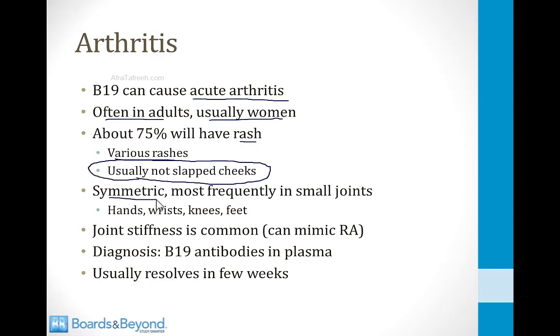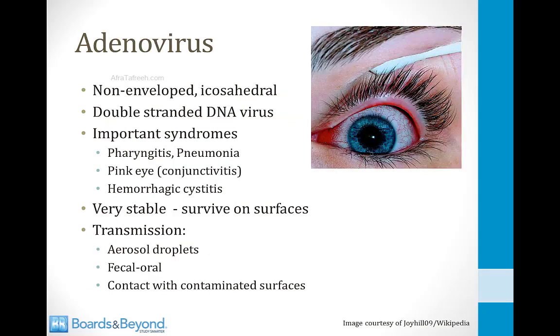It's often a symmetric arthritis, usually in the small joints, especially the hands, but sometimes in the wrists or the knees or feet. The joints can be very stiff in the morning, and this can mimic rheumatoid arthritis. So one thing you need to rule out when you think someone has rheumatoid arthritis is a B19 infection. You can diagnose it by looking for antibodies to B19, and it usually goes away in a few weeks on its own. Moving on from parvovirus, let's talk about adenovirus.